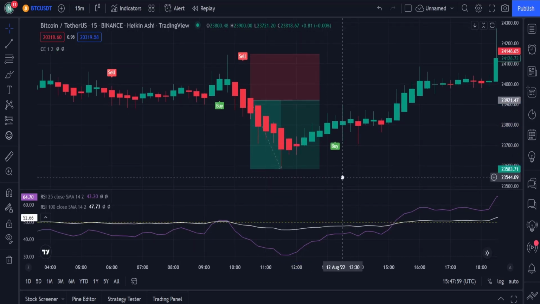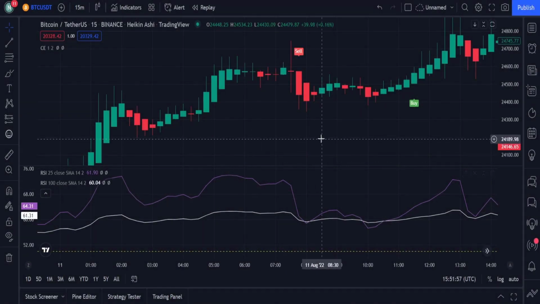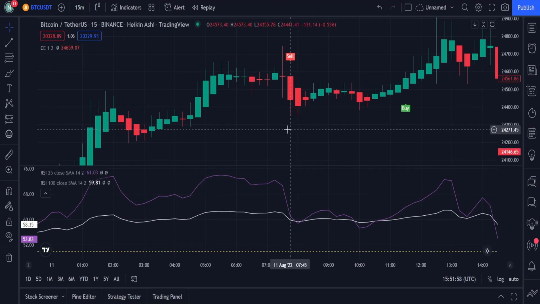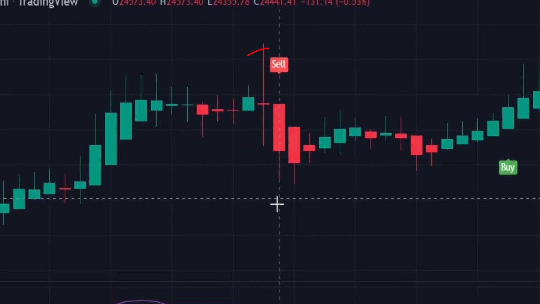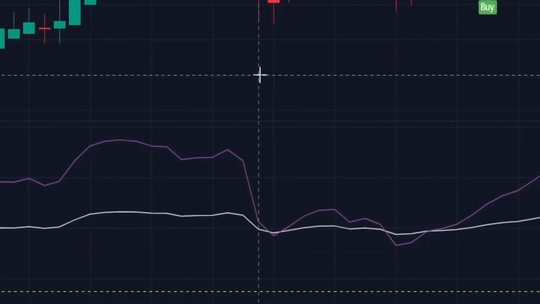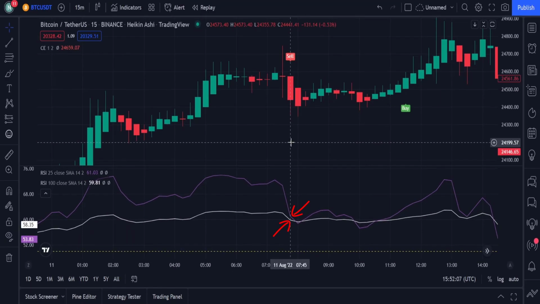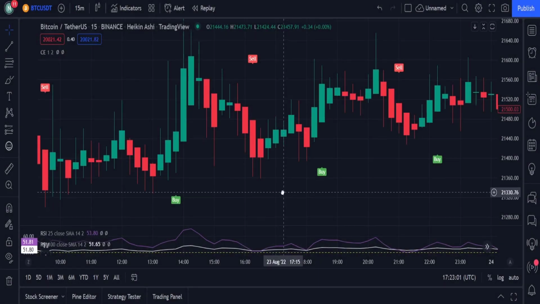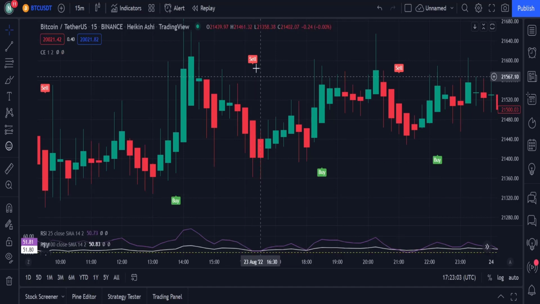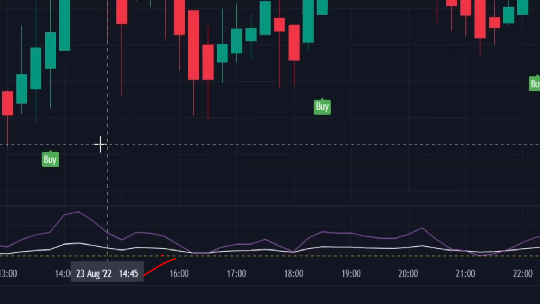So again, make sure you backtest these things. If you see right here, this is a great example of a false signal. You got a sell signal right here, but the 25 RSI has not crossed below the 100 RSI. So this would not be a valid trade, and you can see how it just started going back up after this. Here also, we have another example of a false signal. You got a sell signal, but the 25 RSI has not crossed below the 100 RSI, and the RSI is still above the 50 line, so again, invalid trade.